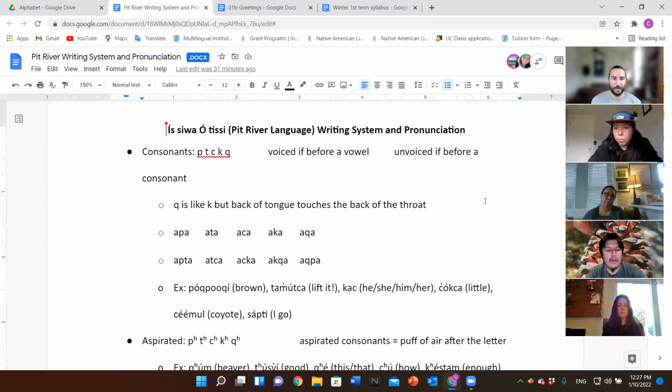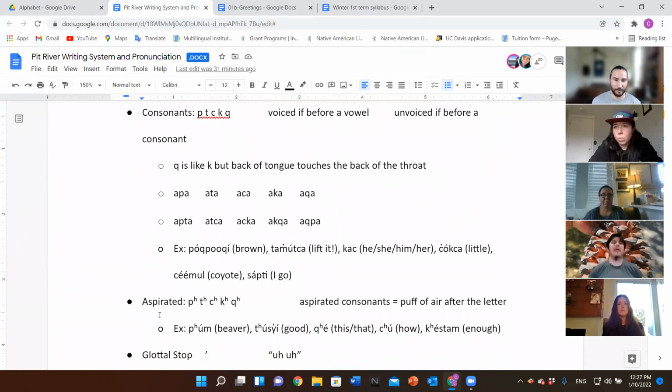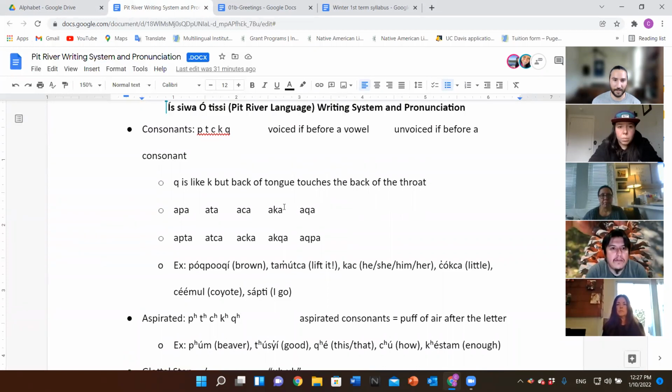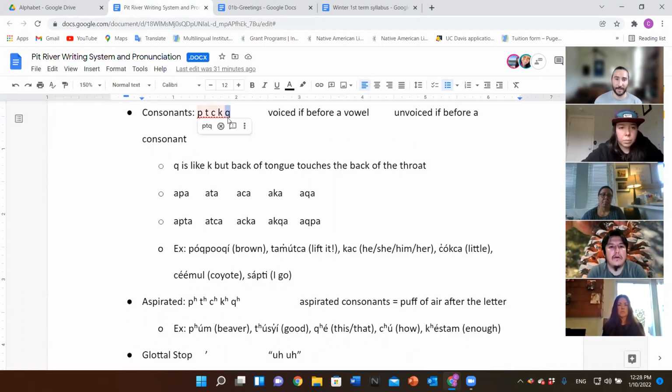Okay, so we'll just go over this first bullet point. We'll probably go over the first couple today. So these are the first 5 consonants, P, T, C, K, Q. The Q is a sound that we don't have in English. It sounds kind of like a K. You say it similar to a K, but it's farther back in your mouth.